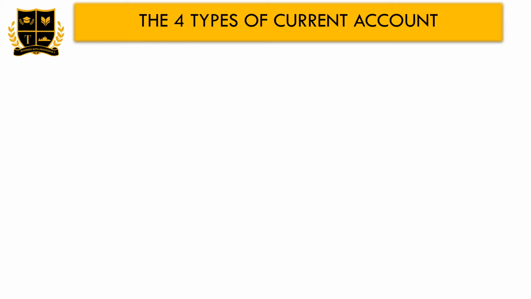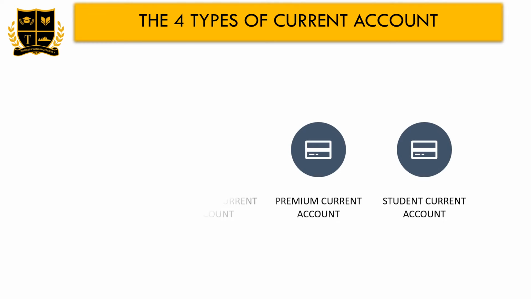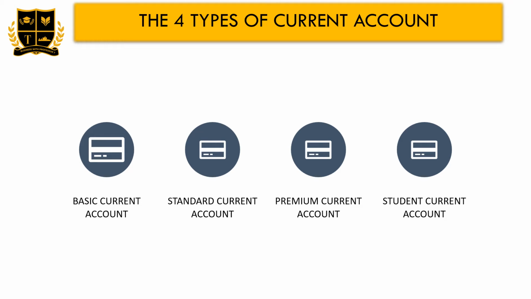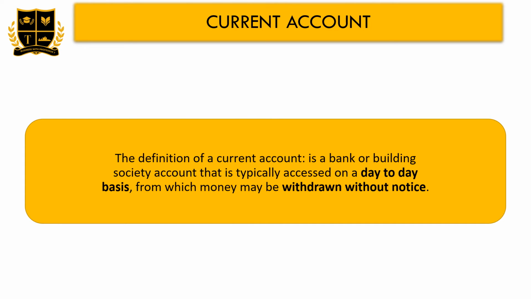Today we're going to be talking about the different types of current bank accounts. The four types of current bank accounts are a basic current account, a standard current account, a premium current account, and a student current account. So what is a current account? A current account is a bank or building society account that is typically accessed on a day-to-day basis from which money may be withdrawn without any notice.